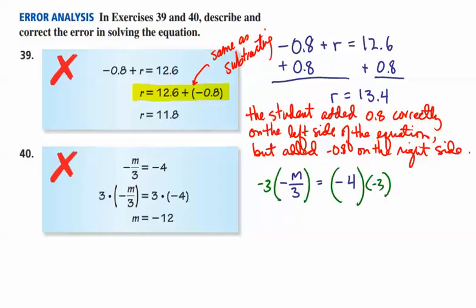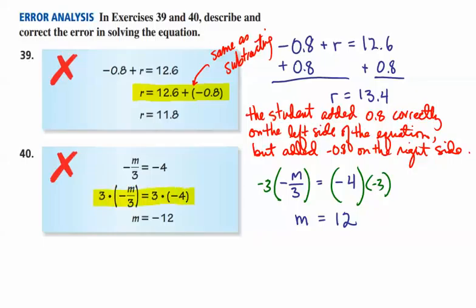And when we do that, we should see that a negative times a negative is a positive, and the 3's cancel out. The 3 divided by 3 becomes 1, and we're left with an m on the left side, and negative times negative is positive, so a positive 12 on the right side. Now let's go take a look at what the student did in this particular case. So we're looking at the second row there.